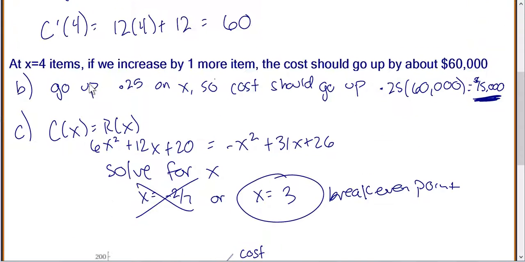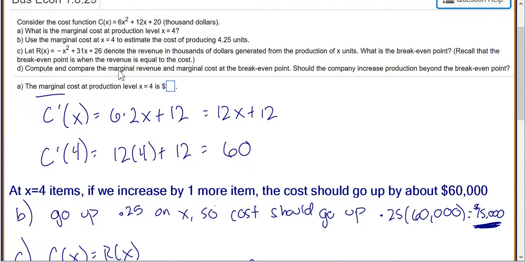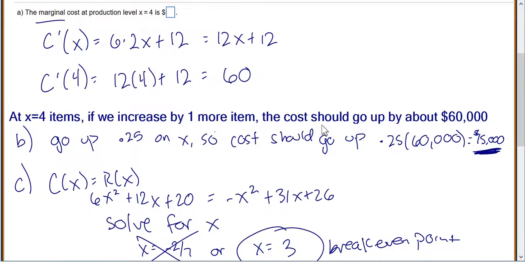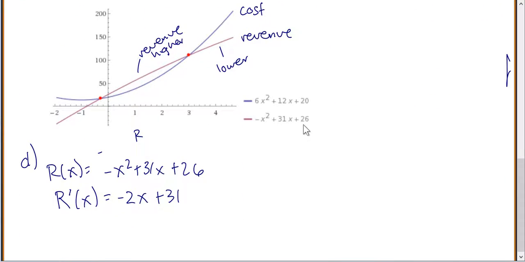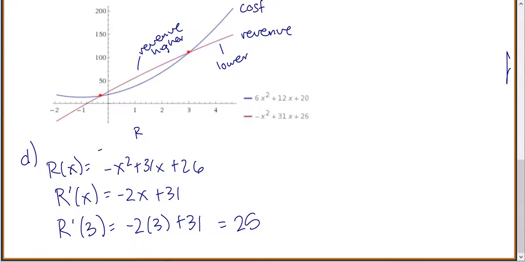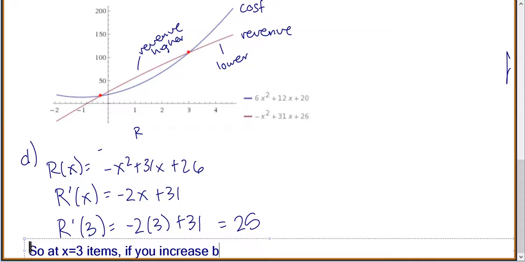Okay, because if you come back up, sorry, I should have showed you. Compute and compare the marginal revenue and marginal cost at the break-even point. So if you want to see what it is at 3, since that's our break-even point, negative 2 times 3 plus 31 is 25. So at x equals 3 items, if you increase by 1 item, then the revenue goes up by $25,000.